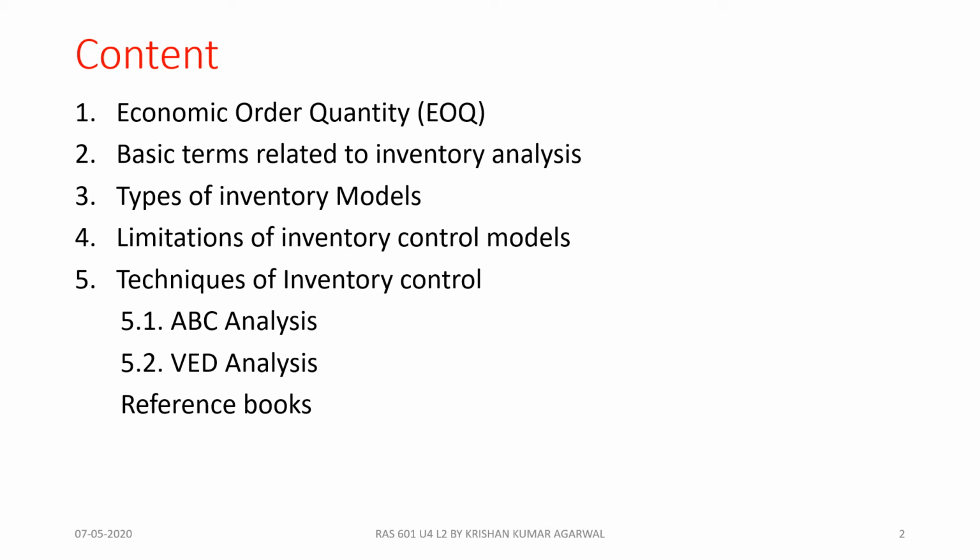In this presentation, we'll see the first and primary question: after the introduction of inventory and basic terms, we have to know what to order and how much to order. This problem can be solved by knowing the reorder point as well as EOQ analysis. In terms of different inventory models, we'll see the terms related to the inventory model, that is minimum stock level, maximum stock level, reorder point, and average inventory. Further, we'll discuss the limitations of inventory control models, and then we'll deal with the techniques of inventory control in terms of different analyses, including ABC analysis, VED analysis, and so on.